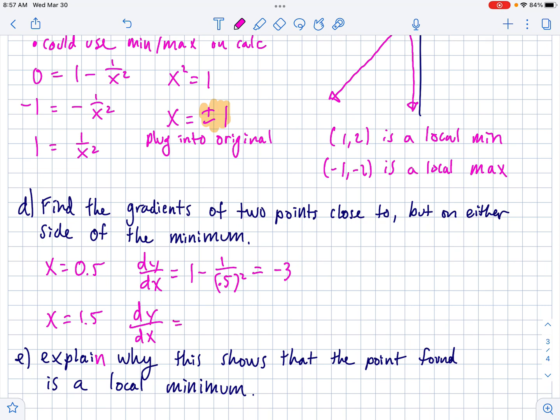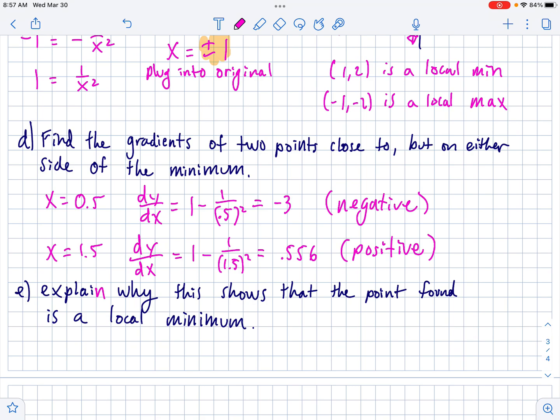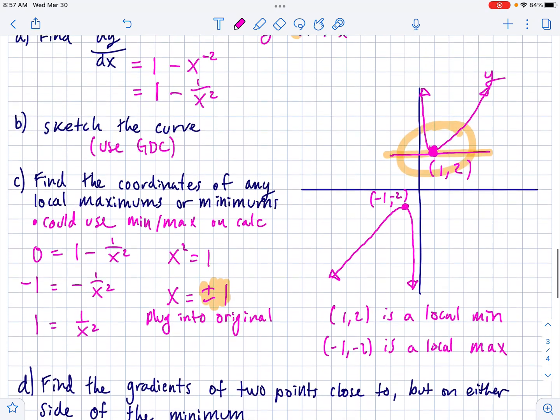Then if you pick another point on the other side, let's do 1.5, just on the right, and you do 1 minus 1 over 1.5 squared. This is not a nice number. It's like 0.556. The most important thing to realize is that this is a negative number and this is a positive number.